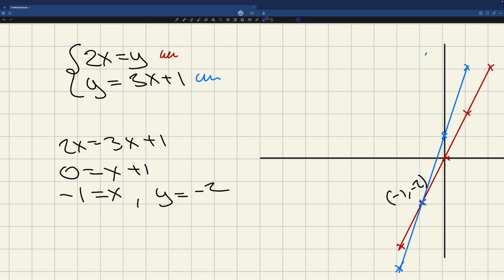And you might see a very interesting thing. The point that the two graphs were intersecting at had the coordinates x is equal to -1 and y is equal to -2, the solution to the simultaneous equations. So this is the second way to solve them. And this works with quadratics as well.